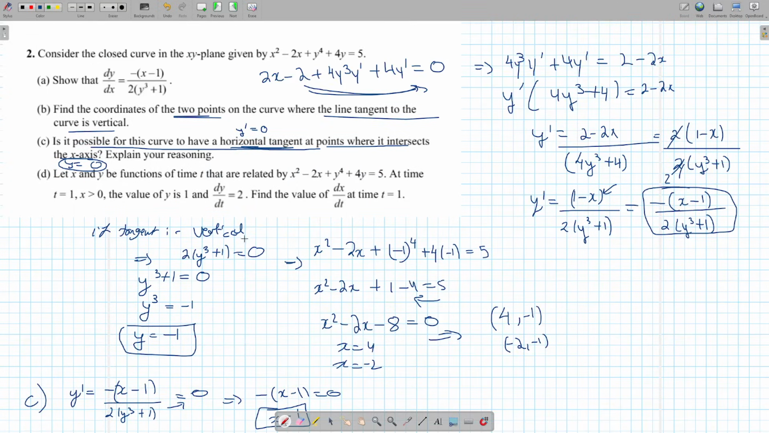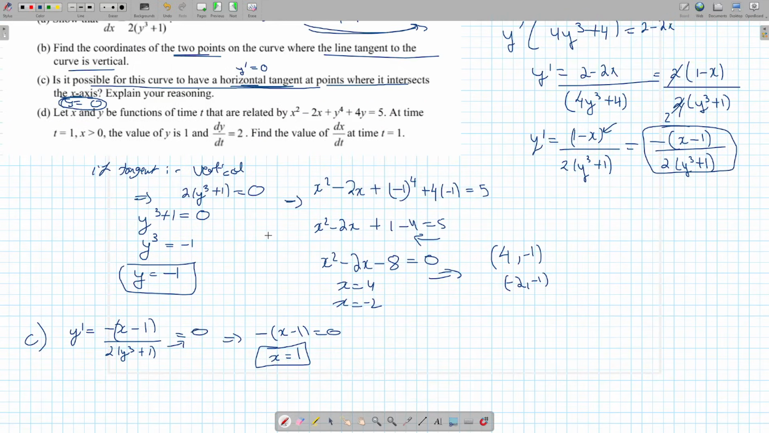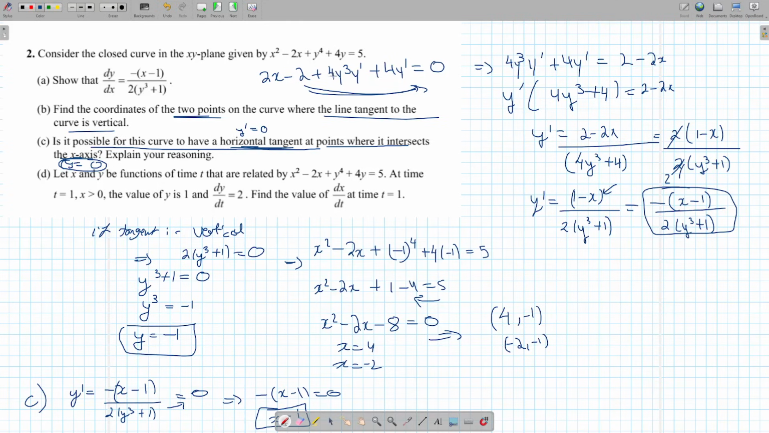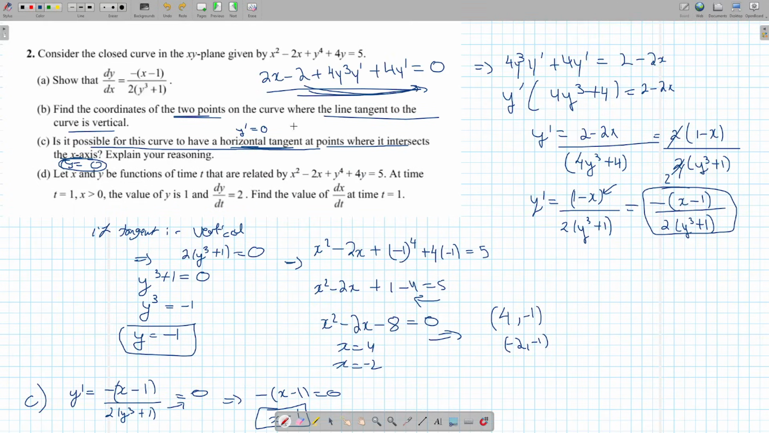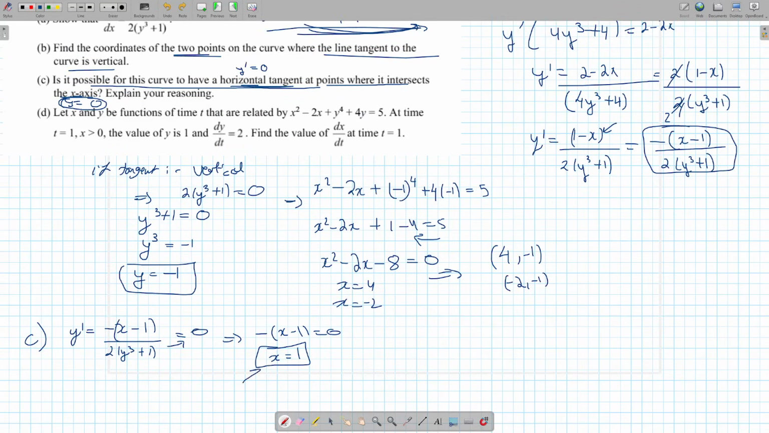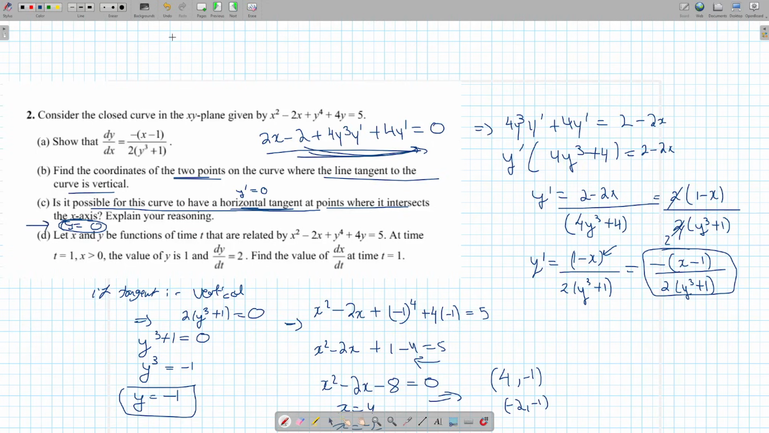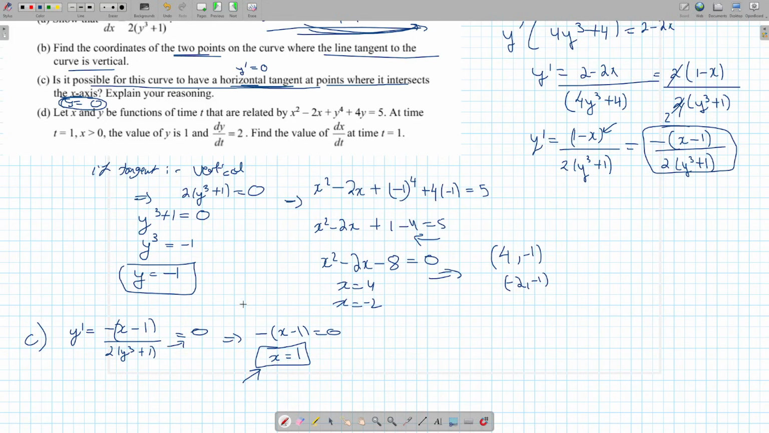Cool. Now we're saying if it's intersecting the x-axis, y should be 0. So what you should do now is check. When y equals 0, do you get x equals 1? Let's check. Oh no, you know what? Let's do it vice versa. Let's plug in x equals 1 and check, do we get y equals 0? Plugging in x equals 1 into our equation up here. What's our equation?